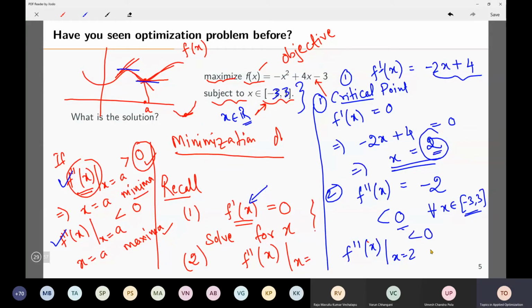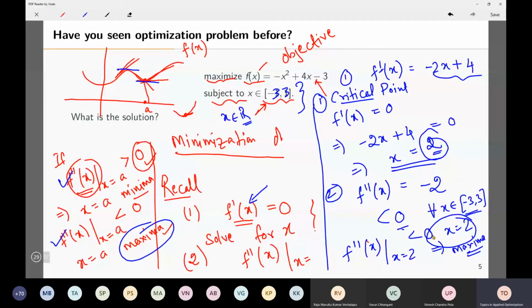So this implies from the second derivative test that it is supposed to be maxima. So this implies x equals 2 is maxima. This is what you will report as an answer to this problem. This is something we are taught in some classes.